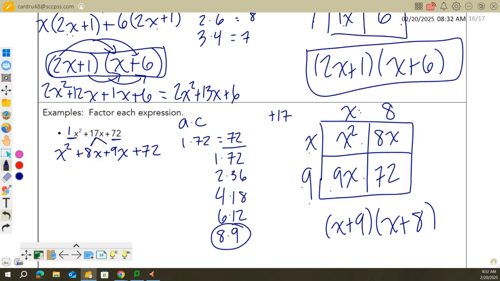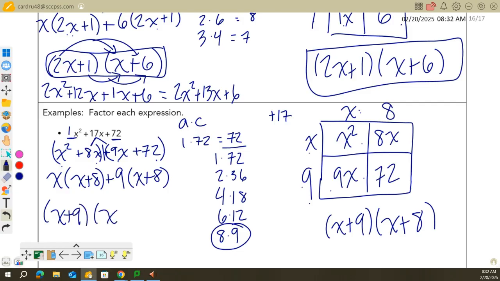Okay? Or you can do group method or grouping. So I'm going to split it in half, get my two binomials, take the GCF of the first binomial. So x squared and 8x, the GCF is x. I'm left with x plus 8. My GCF of 9x and 72 is going to be 9, and I'm left with x plus 8. So then I get x plus 9 times x plus 8.